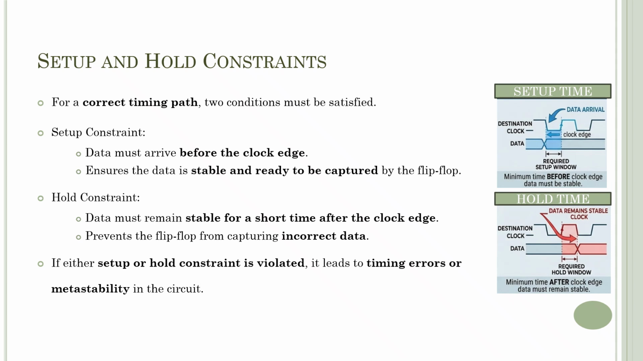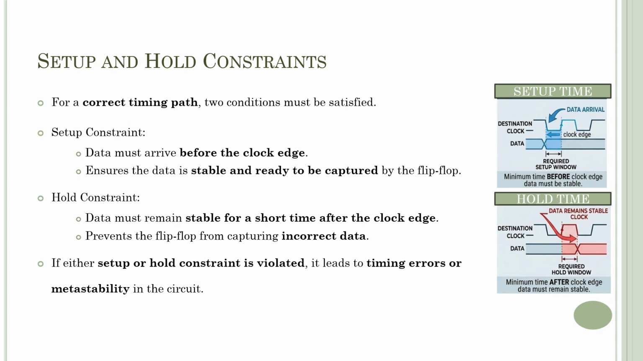First, let's talk about the setup constraint. The setup constraint specifies that data must arrive at the input of the flip-flop before the active clock edge occurs. This means the data should be stable for a short period of time before the clock edge so that the flip-flop can reliably capture it. If the data arrives too late, meaning it changes very close to the clock edge, the flip-flop may not be able to correctly determine whether the data is a logic 0 or a logic 1. This results in a setup timing violation.